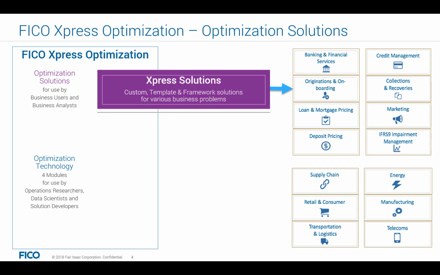Optimization solutions at FICO address a variety of business problems in a wide array of industries. FICO isn't just about banking. We service the world leaders in airline, energy, telco, e-commerce, and more. To give you a single example, Southwest Airlines saves $50 million a year with our solution.